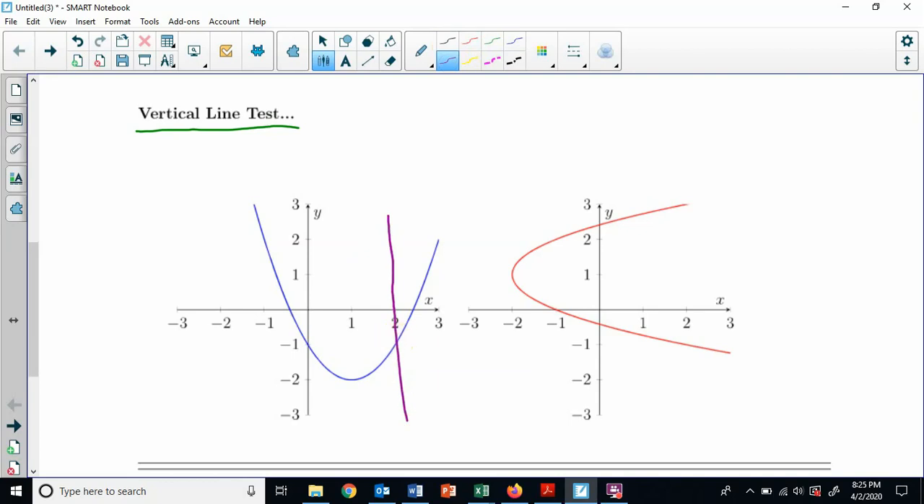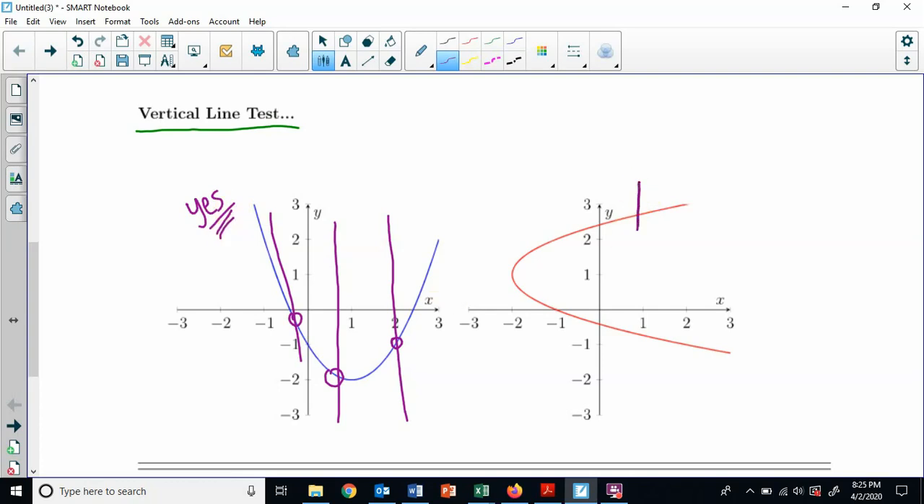So at Mr. 2, how many women does Mr. 2 have? Just one. Each vertical line represents an x value. Is there any vertical line, any x, that has more than one woman? And the answer is, I don't see any. So what does that mean? There are no cheating men, so that means yes. This one is a function.